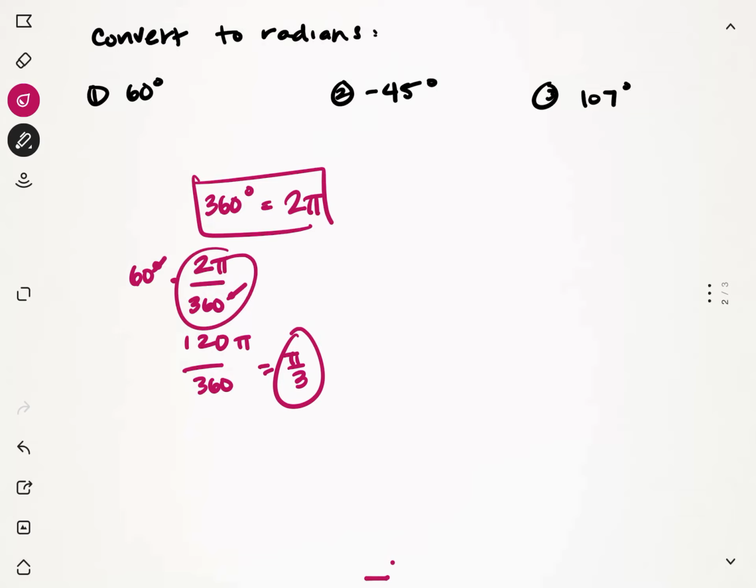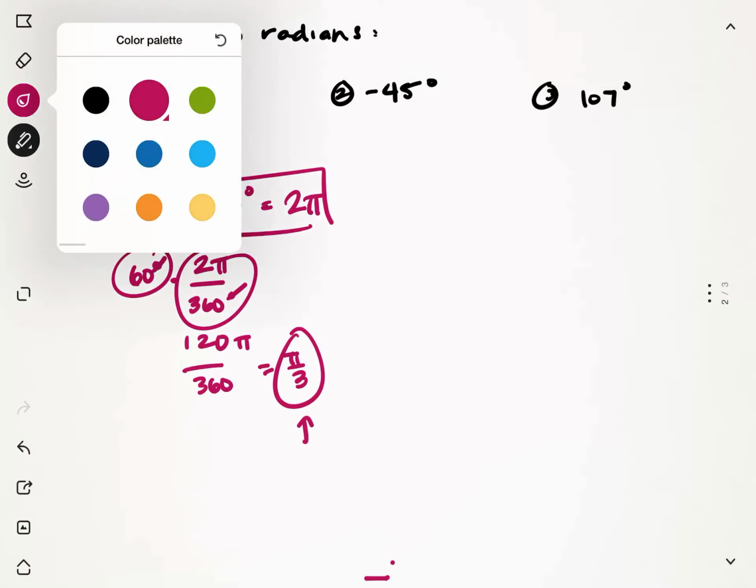Here, we're trying to cancel the degrees, right? So the 60 degrees here is going to cancel with the 360 degrees at the denominator. We're going to go ahead and simplify all the way till we get as simple as possible. All right, so let's try this again.